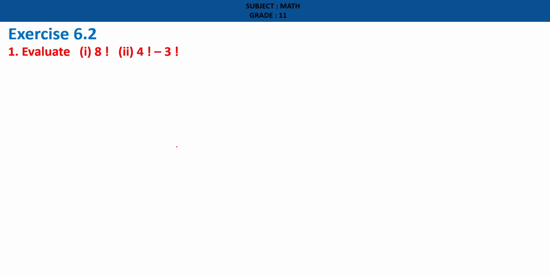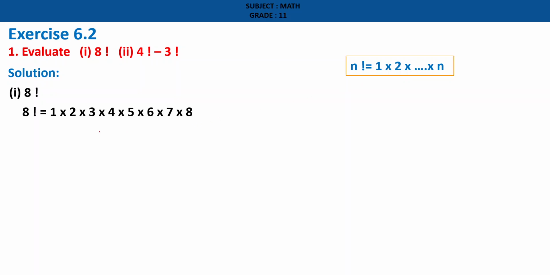First question. Evaluate 8 factorial is first subsection. Second one is 4 factorial minus 3 factorial. Solution. 8 factorial. We know that n factorial we can write it as 1 into 2 into so on into n. Therefore, 8 factorial can be written as 1 into 2 into 3 and so on till 8 we have to multiply. Upon multiplication of 1 into 2 into 3 we are going to get 6 into 4 into 5 into 6 into 7 into 8.